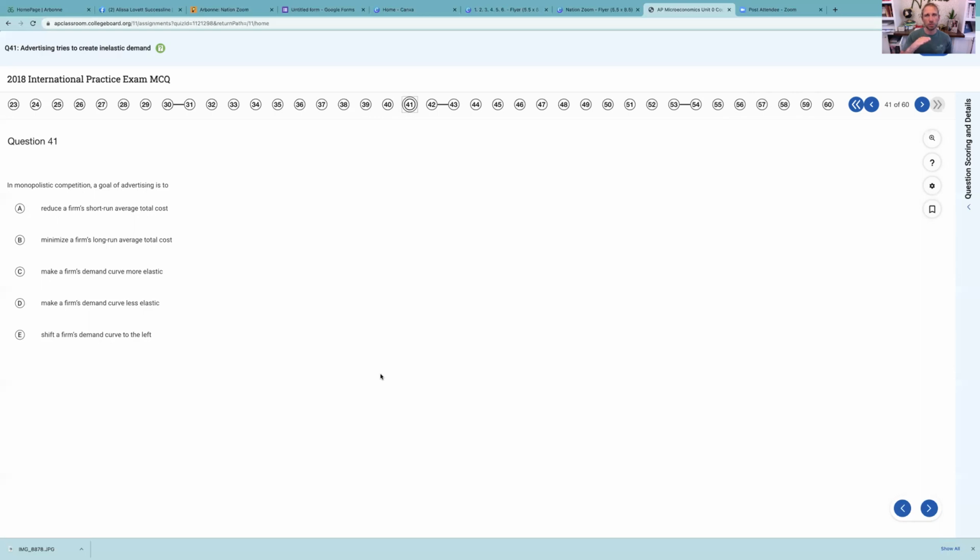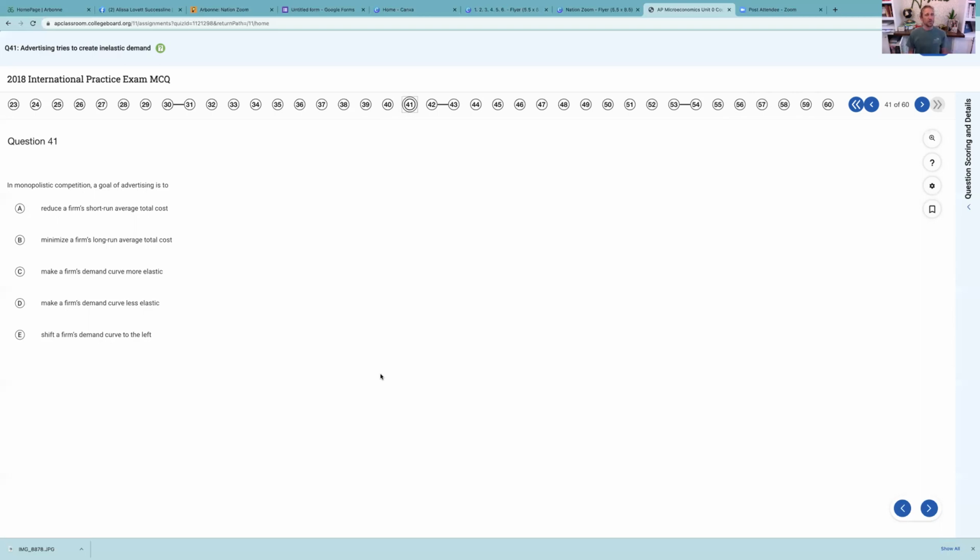And so you are changing the demand in the minds of consumers. Your good is now more inelastic rather than elastic. And so the goal of advertising is not to reduce costs. It's actually going to increase your costs because now you're advertising. So it's not A. The objective is not to reduce the average cost.